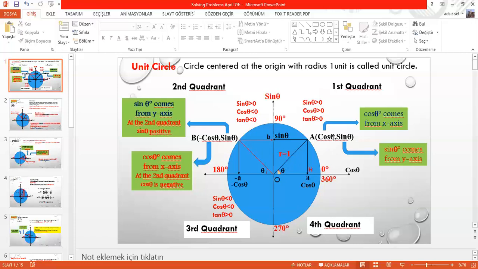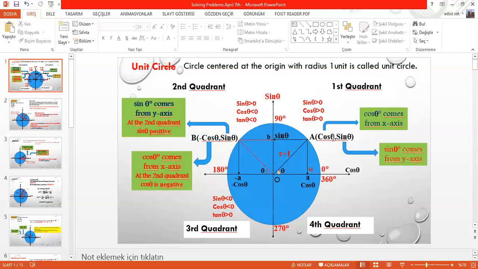Now if you have a point in the first quadrant, the first component from the x-axis is positive, and the second component from the y-axis is again positive. So all the cosine values in the first quadrant must be positive, and all the sine values in the first quadrant must be positive again.